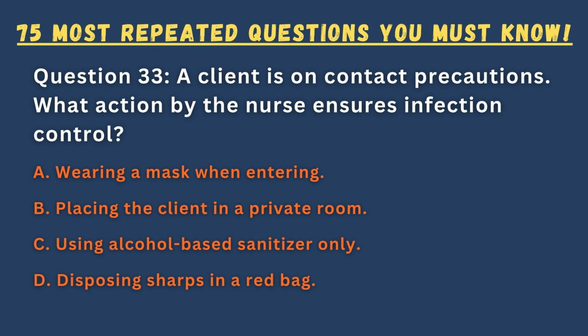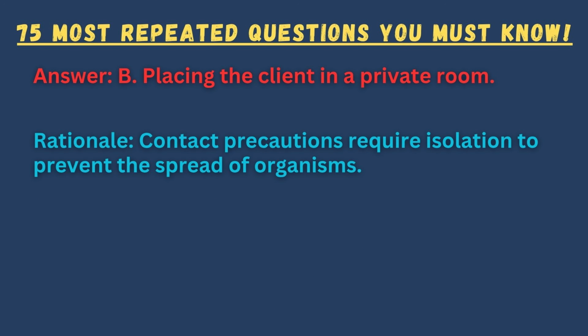Question 33. A client is on contact precautions. What action by the nurse ensures infection control? A. Wearing a mask when entering. B. Placing the client in a private room. C. Using alcohol-based sanitizer only. D. Disposing sharps in a red bag. Answer: B. Placing the client in a private room. Rationale: Contact precautions require isolation to prevent the spread of organisms.